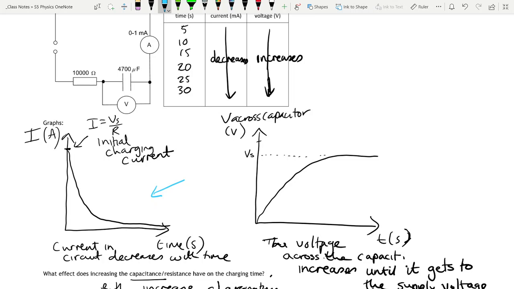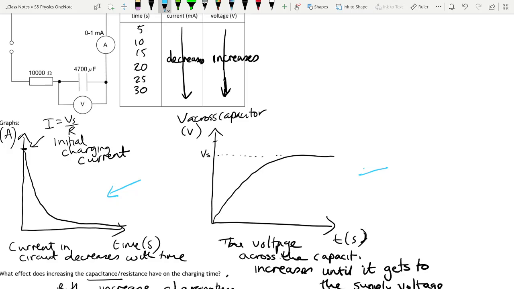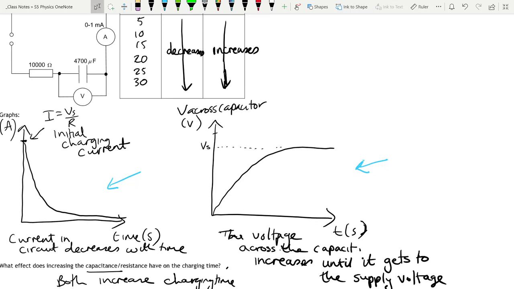If we were to plot the voltage across the capacitor versus time, which is this graph here, then we can see the voltage across the capacitor starts off at zero because right at the very start, the capacitor has zero charge across it. But as the charge starts building up on the capacitor, the voltage across the capacitor starts increasing until it reaches the supply voltage. And it can't get any higher than the supply voltage because it isn't supplied with any more voltage than that. Its highest voltage across the capacitor will be the supply voltage of the battery or the supply.